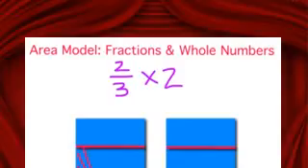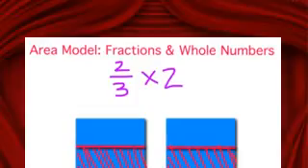1/3, 2/3. Over here we have 1/3. And finally, 2/3. In each rectangle there are 3 parts. 2 of them are shaded. In the 2 rectangles there are 4 shaded thirds altogether.